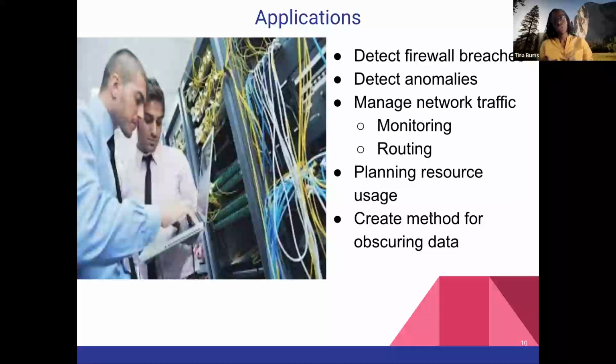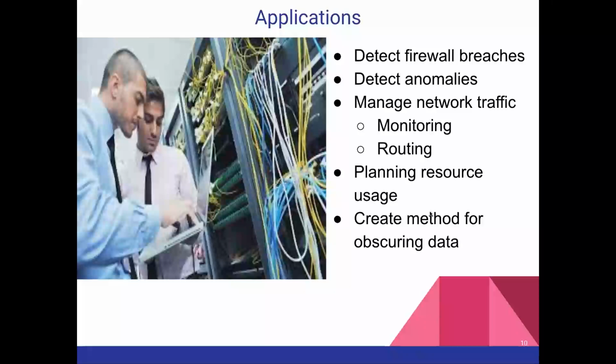If I feel like a server is getting overheated, I can look on that server, see where the traffic is and kind of what's causing that to be overheated or overwhelmed. You can also use it to help with monitoring and routing and planning resource usage, and also looking for new methods to hide or protect your data. Now, that's just one aspect of the communication piece that we're talking about. So that's for network traffic.